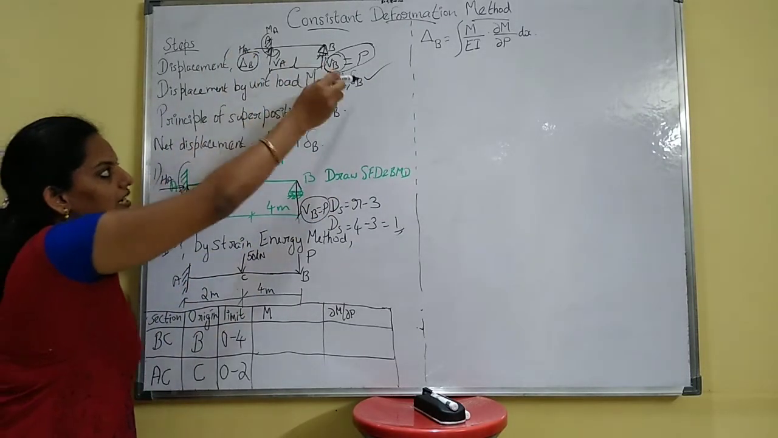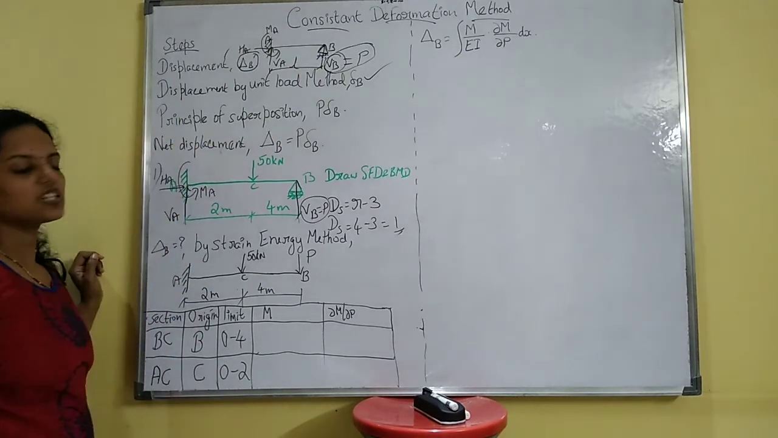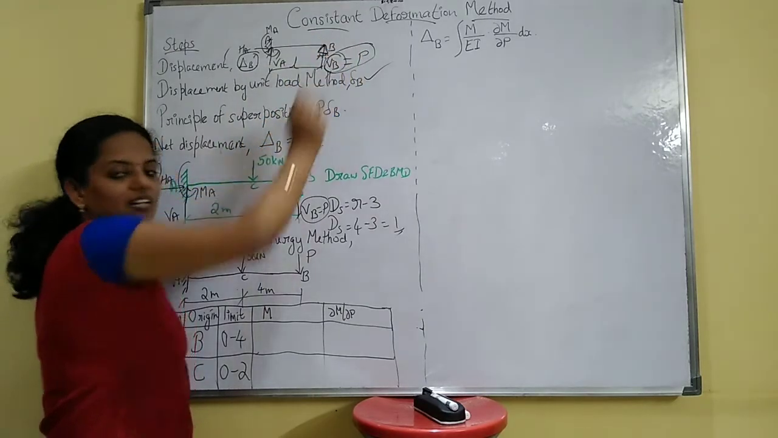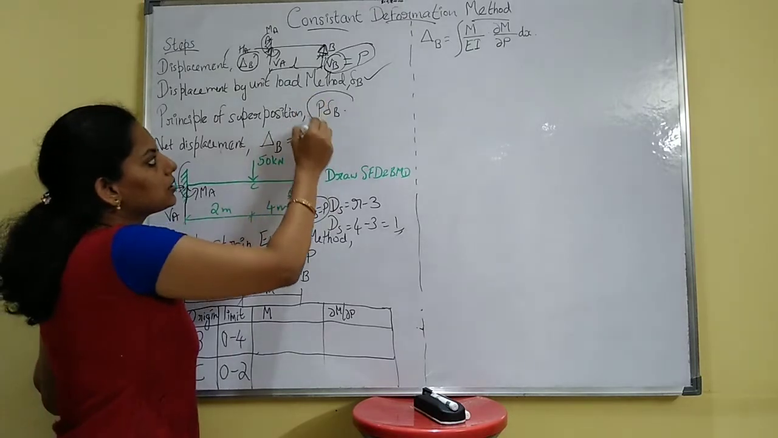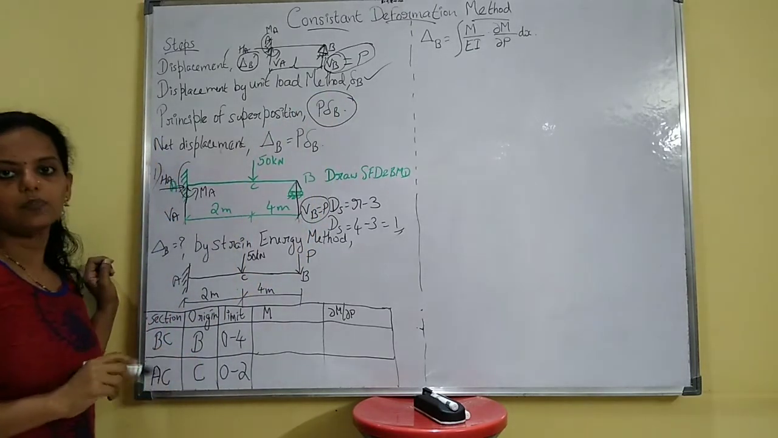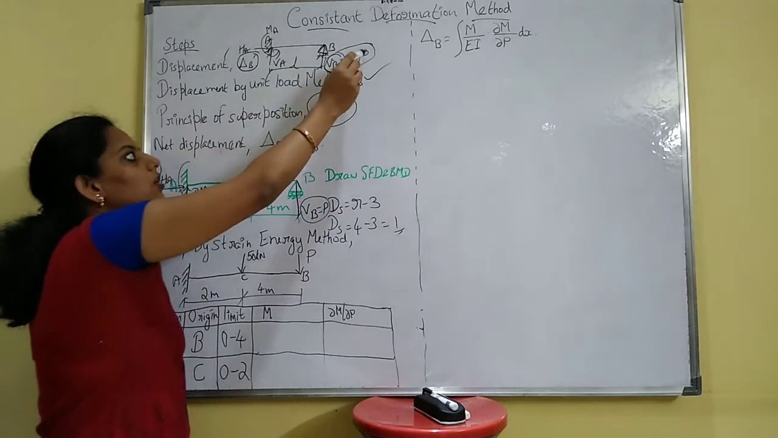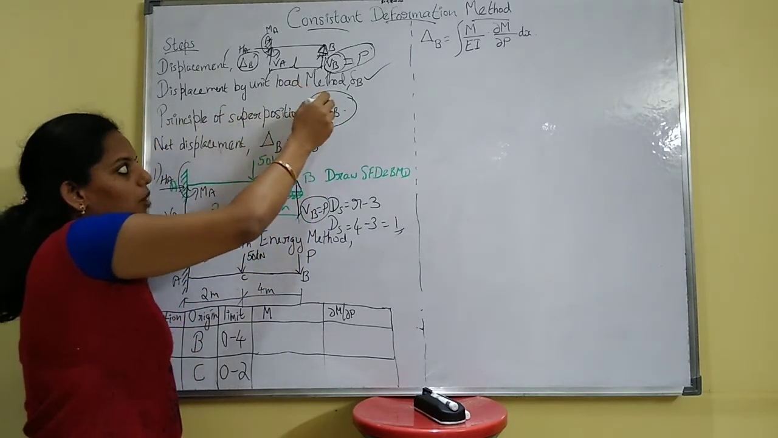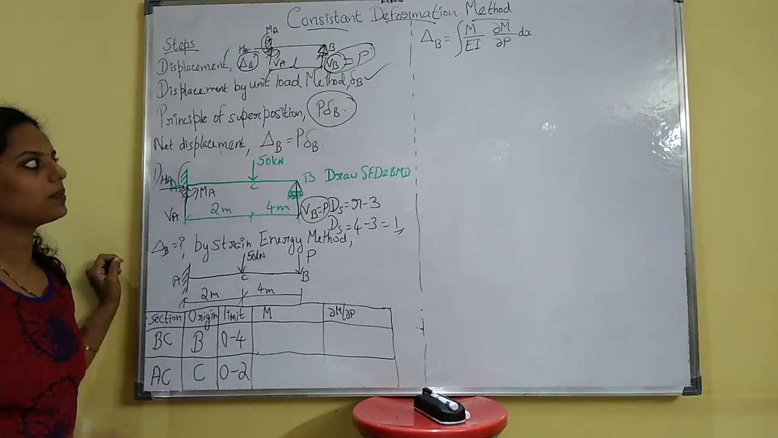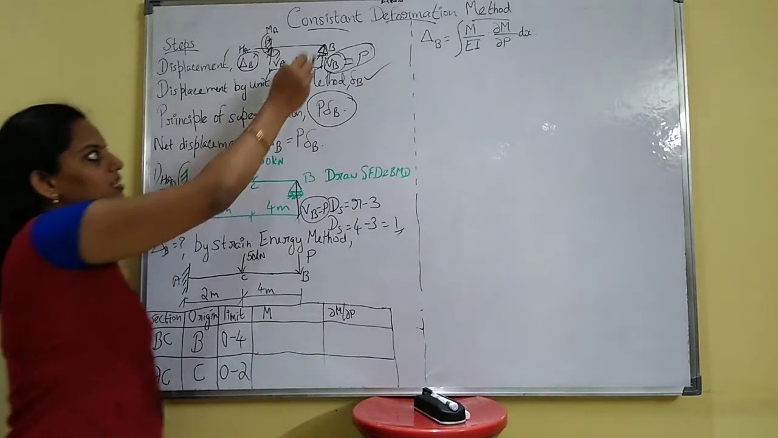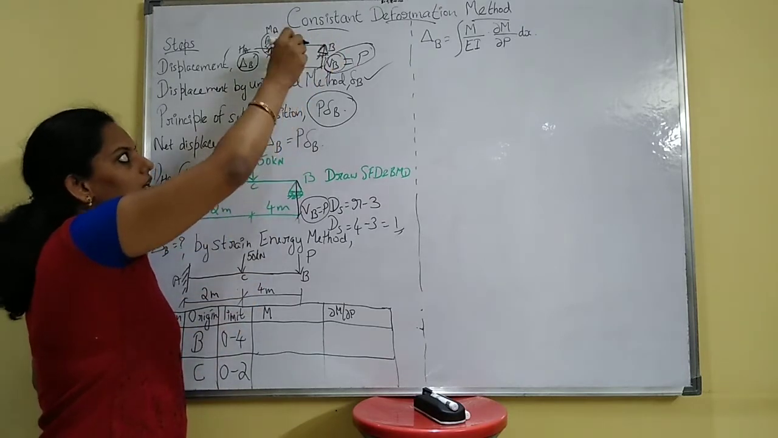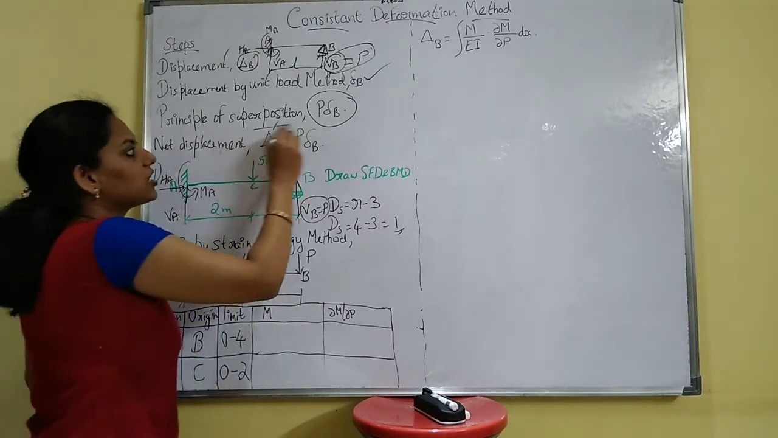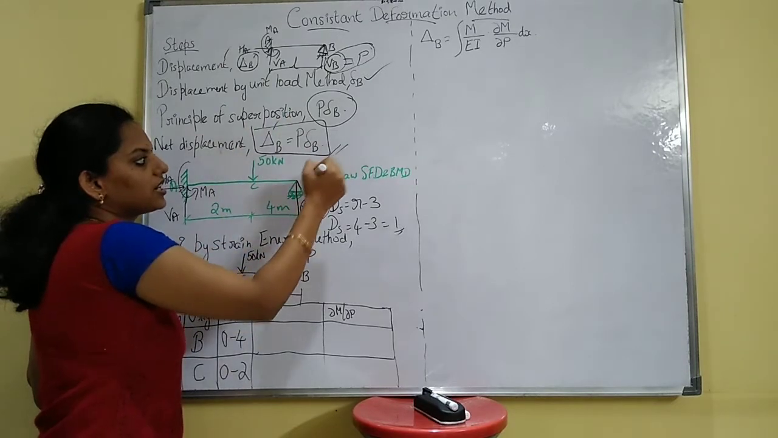So this is capital delta B and small delta B. Due to the principle of superposition, at the point B, due to this redundant force P, the displacement at that point will be P times small delta B. So the net displacement at B, the total displacement, will be capital delta B plus this displacement, that is P into small delta B. So this is your final formula according to the consistent deformation method.